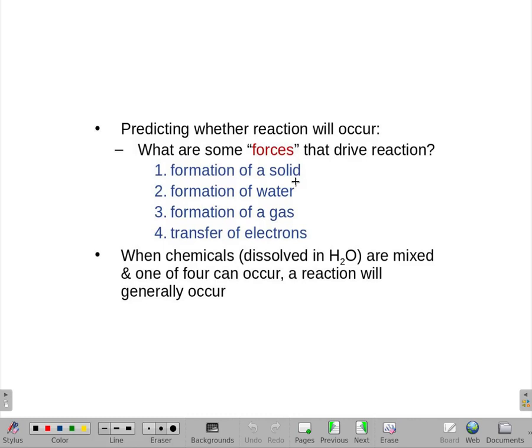Now, the next one's formation of water. From observing it, it's not always obvious on some of these reactions because it really will look like you mix two containers of water and you just increase the volume. What you typically see in addition to production of water is a temperature change, and we'll be talking about that some as well.